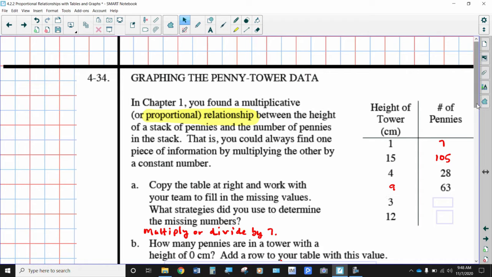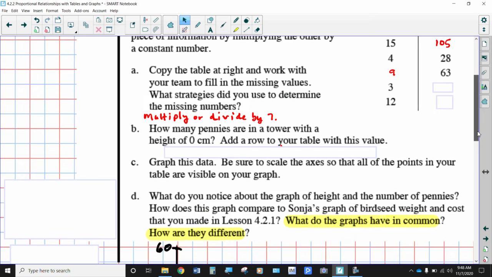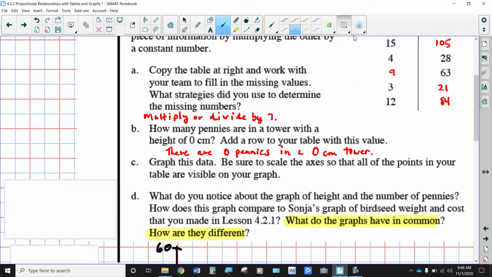So here's a key question to answer. Let me get rid of these so you can fill that table in completely. How many pennies are in a tower that is 0 centimeters tall? Well, if it's 0 centimeters tall, doesn't that mean that there has to be 0 pennies in that tower, right? So this is where we learn that the whole idea of 0, 0 applies to this situation. Not only is there a constant growth rate, a constant multiplier, but also 0, 0 applies.